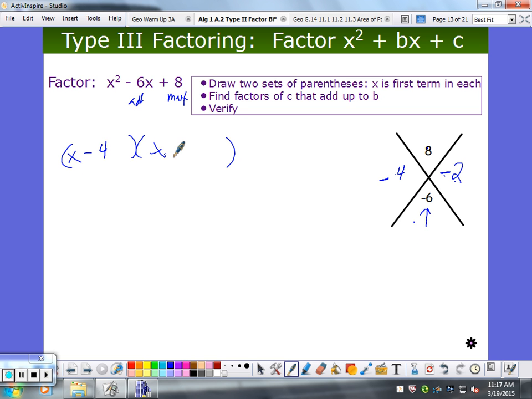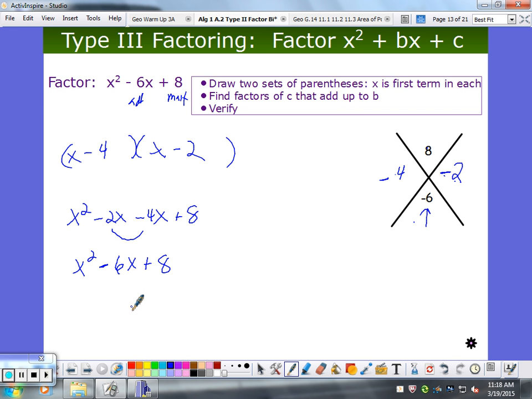So I just put it in here. Factored, done. Now let's verify it. You get x squared. I'll slow this down. You get a -2x. You get a -4x. Multiply the last: negative times negative is plus 8. Combine your like terms. X squared minus 6x, that's the outside and inside, right? We did it!